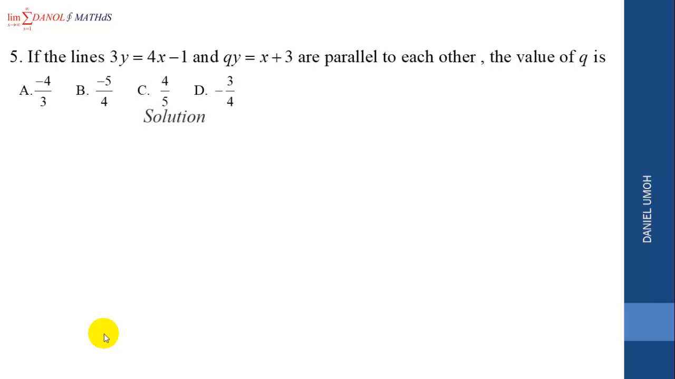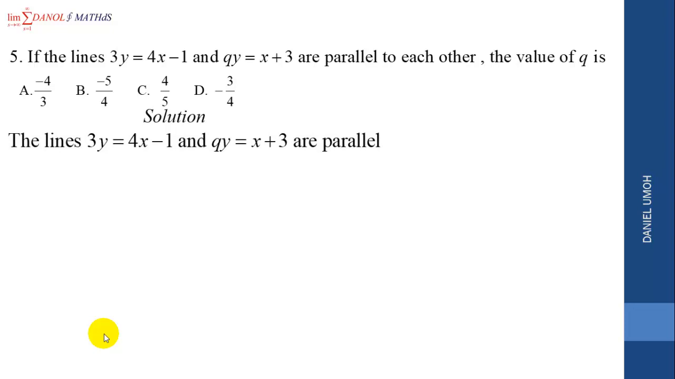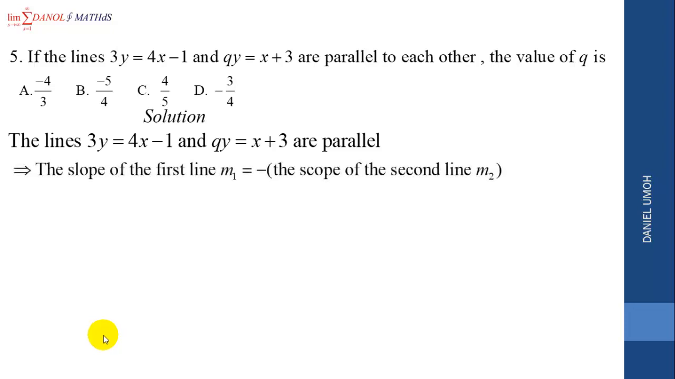We are told from the question that the two lines 3y equals 4x minus 1 and qy equals x plus 3 are parallel. For parallel lines, it means that the slope of the first line is equal to the slope of the second line. So if we call the slope of the first line m1 and the slope of the second line m2, it implies that m1 is equal to m2. That is for parallel lines. Okay, this is what we mean.